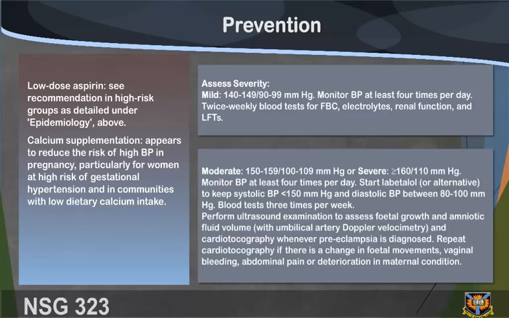Blood test 3 times per week. Perform ultrasound examination to assess fetal growth and amniotic fluid volume with umbilical artery Doppler velocimetry and cardiotocography whenever preeclampsia is diagnosed. Repeat cardiotocography if there is a change in fetal movement, vaginal bleeding, abdominal pain, or deterioration in maternal condition. End of study session 9.